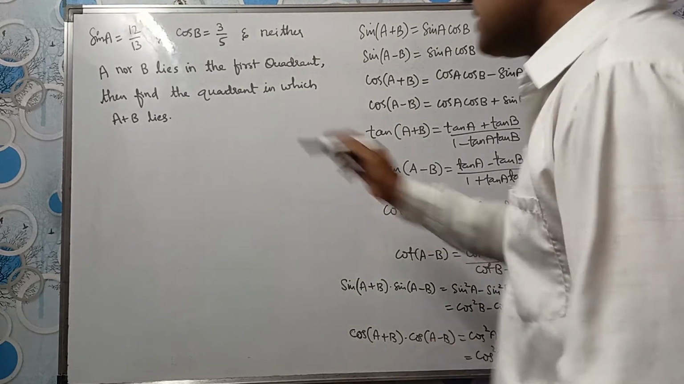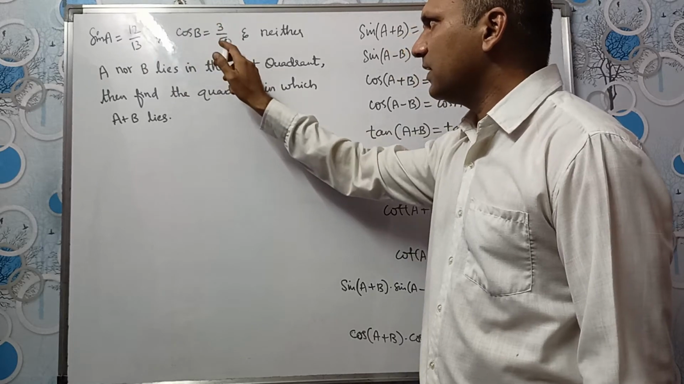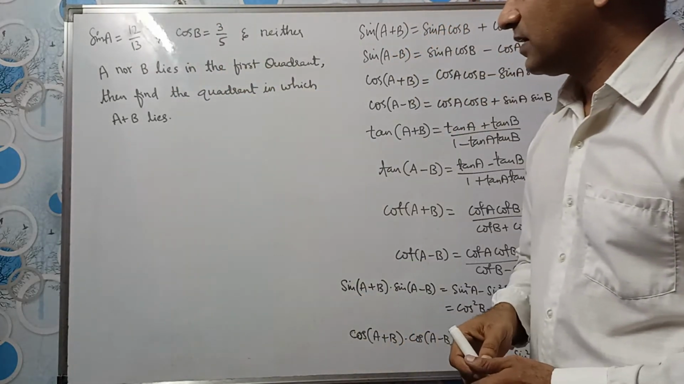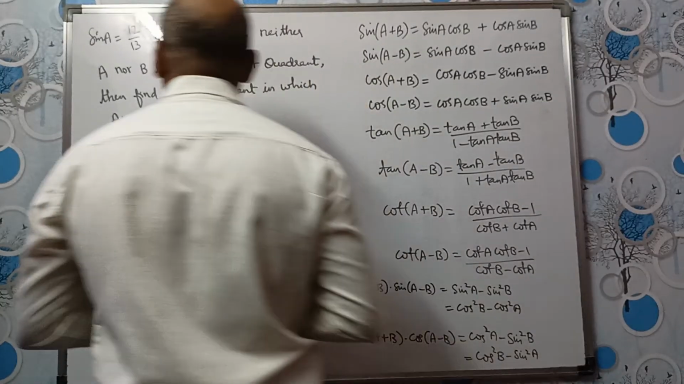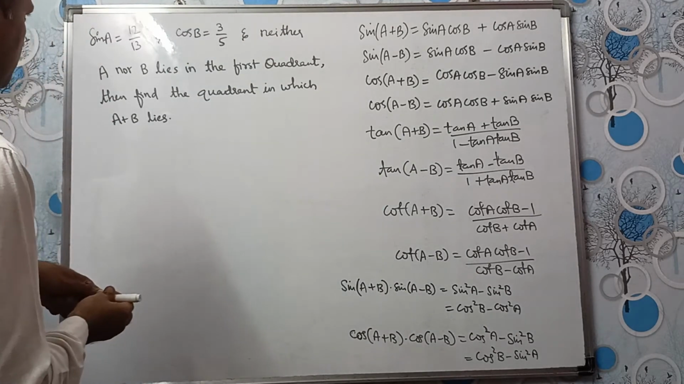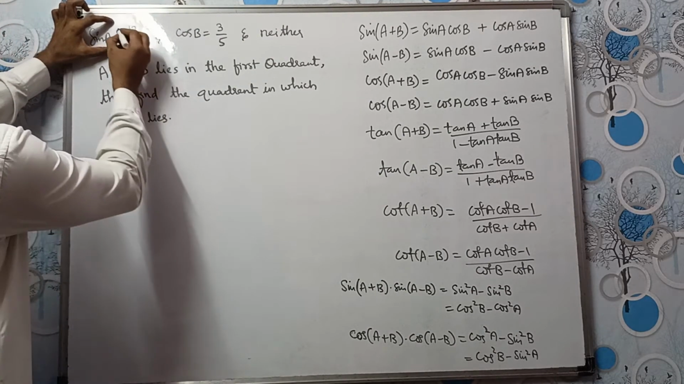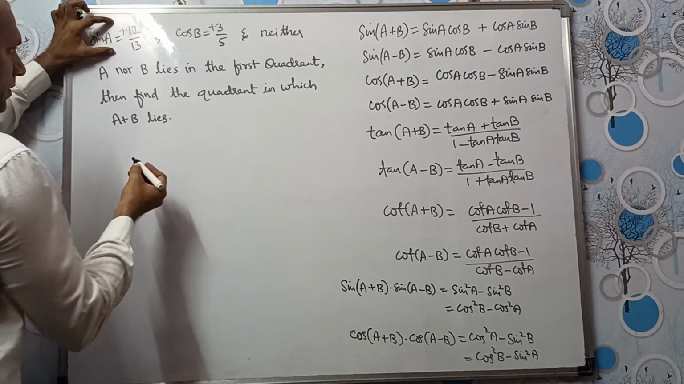Okay. Sine A is 12 by 13, cos B is 3 by 5, and neither A nor B lies in the first quadrant. Then find the quadrant in which A plus B lies. Okay. Now, see, we are given sine A is 12 by 13. This is positive, right? And this is also positive.